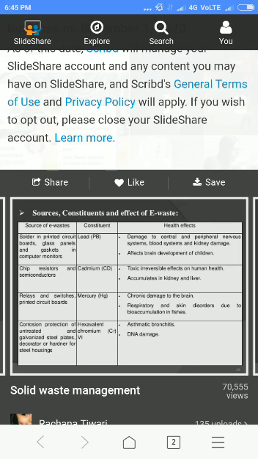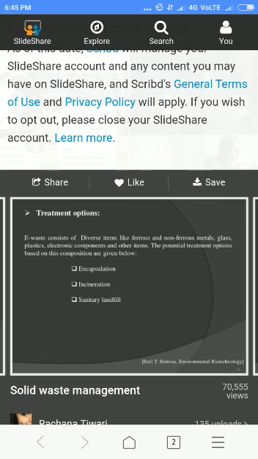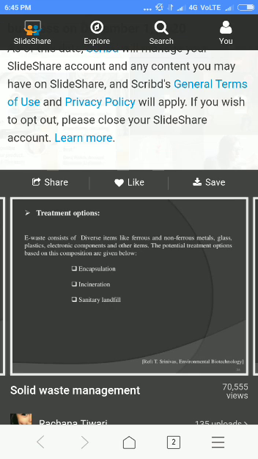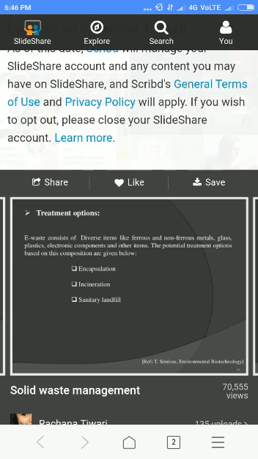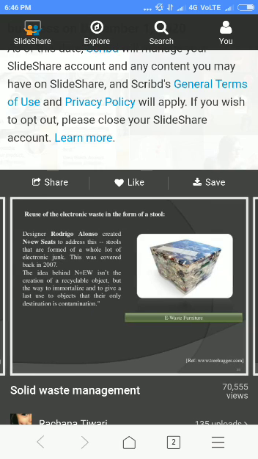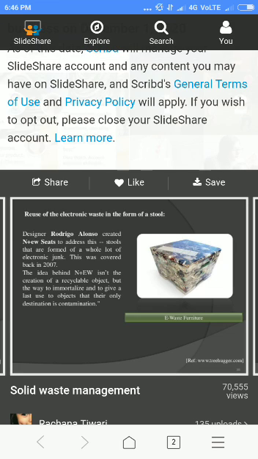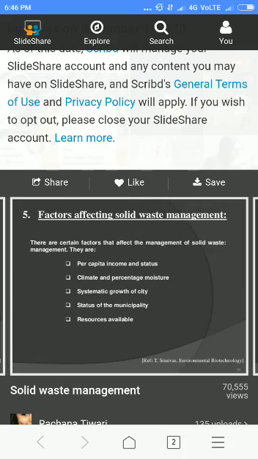And we know that they have various health effects. So management of such types of waste is also essential. And here various types of treatment options are available for such types of e-waste, which especially include encapsulation, incineration, as well as sanitary landfills. Then next is the reuse of electronic waste in the form of tools. Reutilization of this e-waste also reduces the solid waste. So this is also one of the suitable methods.